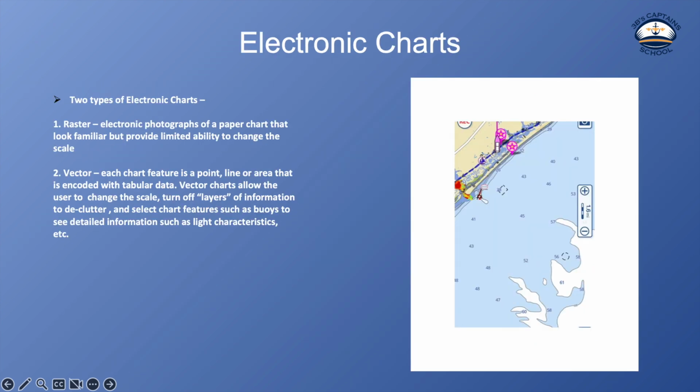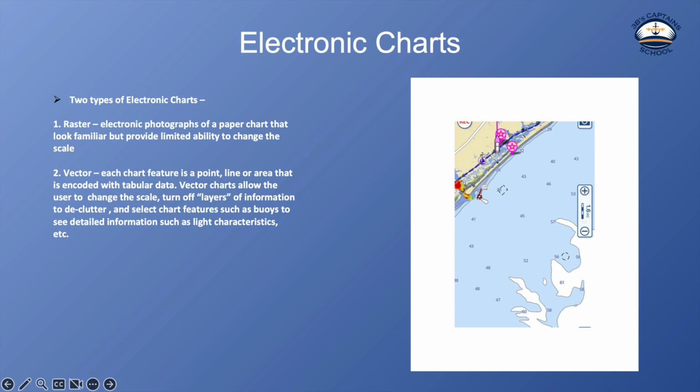That is Chart 1. So electronic charts, there are two basic types of electronic charts. There's a raster, and everybody's moving away from rasters, but rasters are basically just a photograph or a photocopy of a paper chart. So it looks pretty familiar. It looks the same as a paper chart, but it's got no depth. You can't zoom in for greater detail.